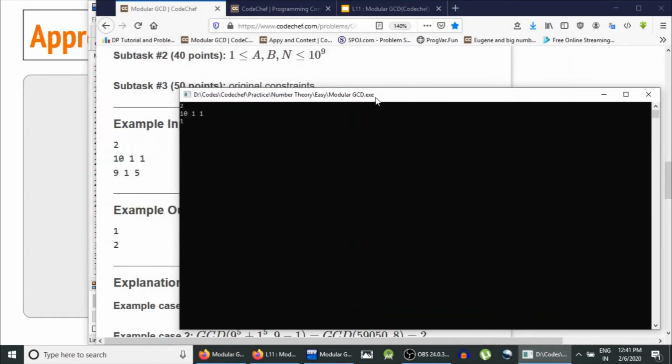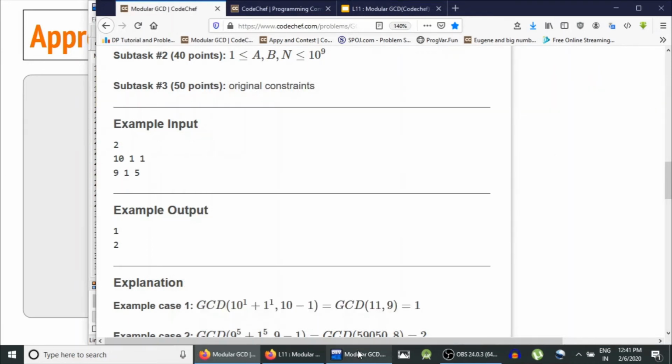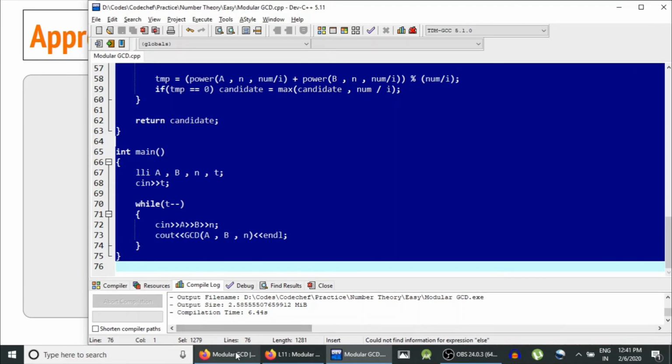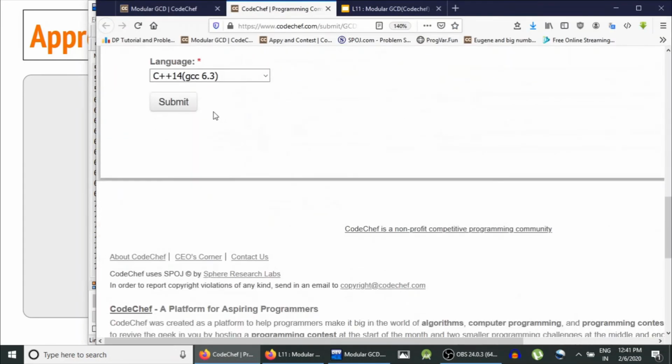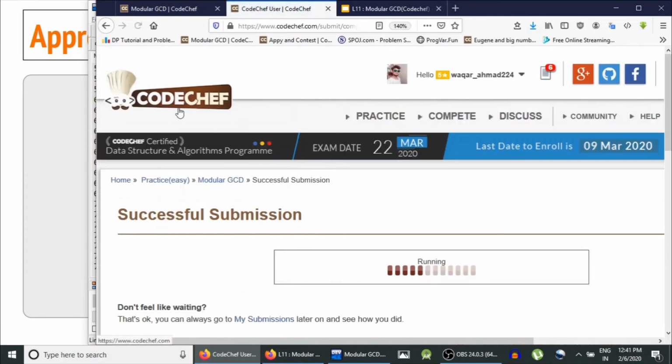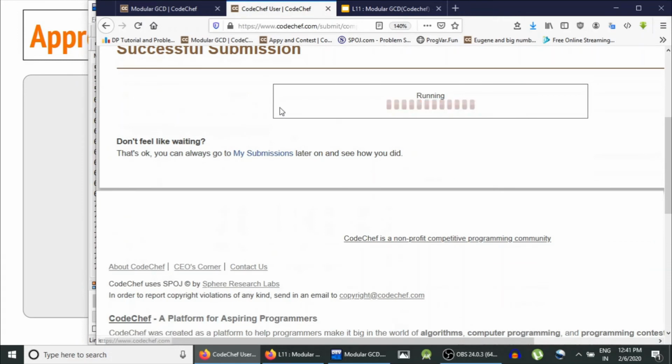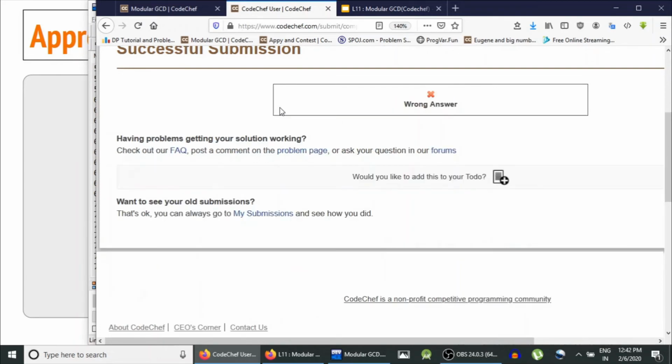1011 answer is 1, 915 answer is 2. So we are getting the right answer till now at least. Let's copy and paste the solution. I don't know whether we'll be getting a right answer or wrong. Though I have solved this, I always solve the problem before making an editorial, of course, so I don't waste much of your time while solving errors and recording.